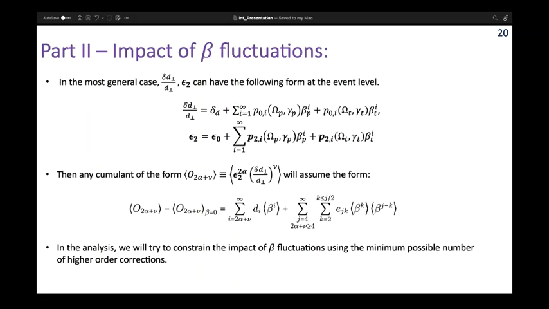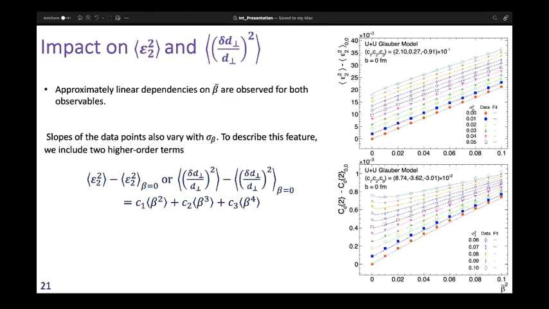the projectile and target nuclei. For this particular analysis, what we will see is that it is more or less quite enough to expand eccentricity up to second order at the event level to explain all of our graphs. So let's have a look at the impact on second order eccentricity and the variable CD2. First of all, we notice that the curves are almost linear, so they can mostly be described by some linear function.